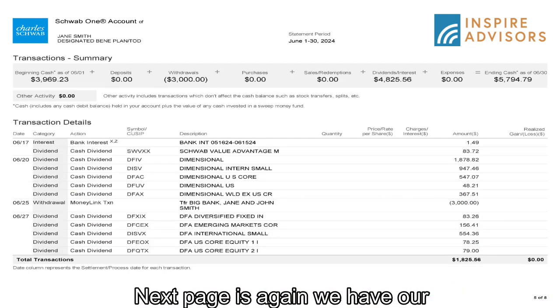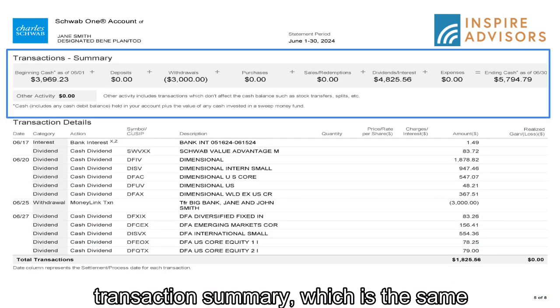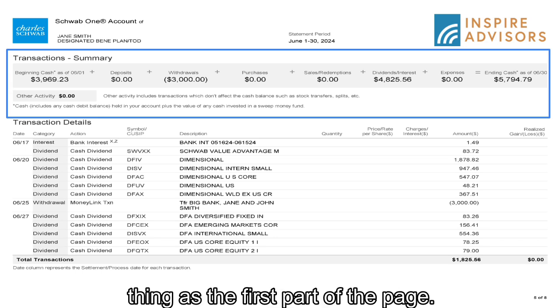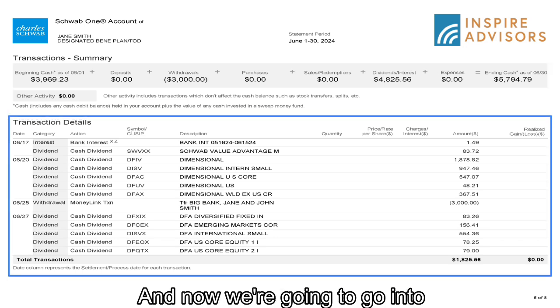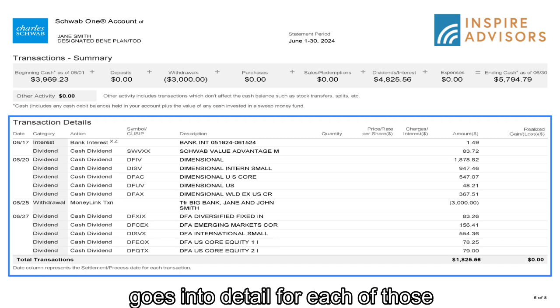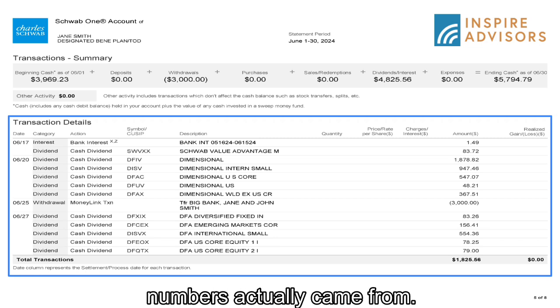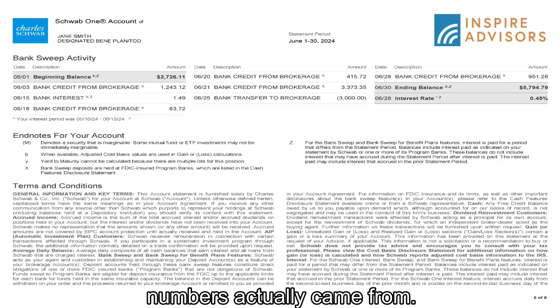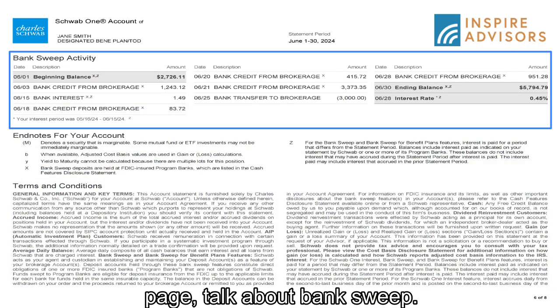Next page, again, we have our transaction summary, which is the same thing as the first part of the page. And now we're going to go into transaction details. This goes into detail for each of those columns so that you know where those numbers actually came from. Then you go to the last page, to talk about bank sweep.